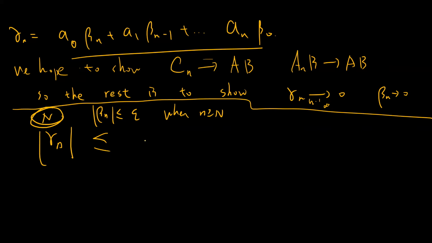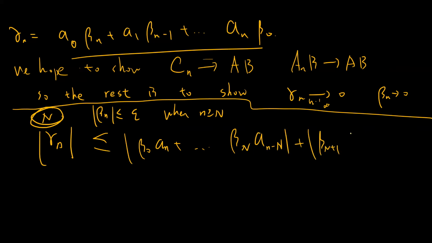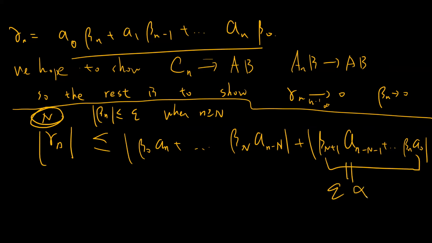Okay, so gamma n is less than or equal to beta 0 a n plus beta n a n minus N, plus beta n plus 1 a small n minus large N minus 1 up to beta n a0. Okay, so this is just the same, right? Just pick out two terms. So this term can be controlled because my small n is greater than or equal to large N. So this term is bounded by epsilon alpha.